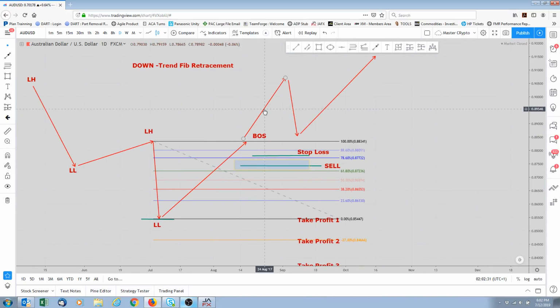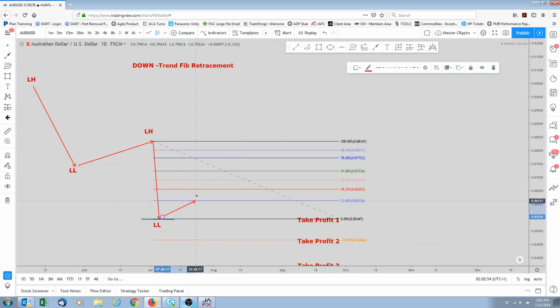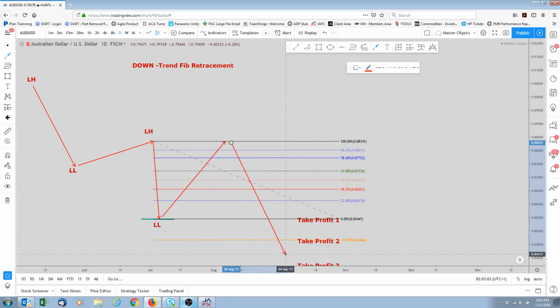So I just want to point out how Fibonacci and break of structure relate to each other. So I'm going to delete that right now because we're not looking at break of structures. We're just looking at retracement levels. So just remember, price could come to 38%, it could come to 23%, could go to 61%, or it could go all the way to 100% and still maintain structure and then head down.